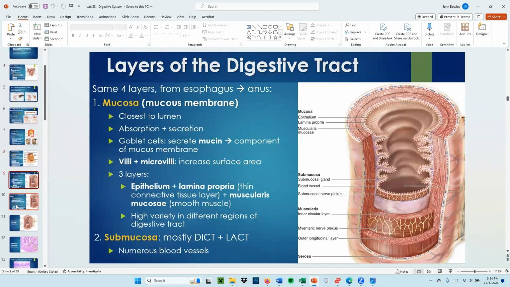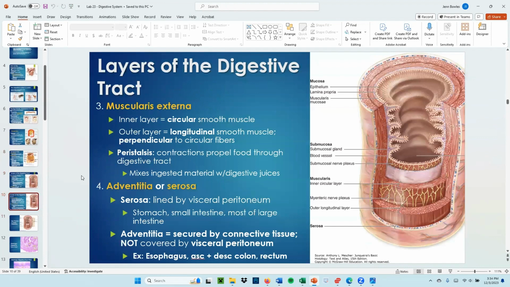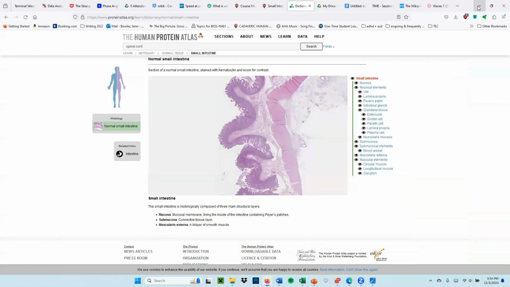Keep moving down here. There we go. Okay, so we do use circular. So we're going to use circular for the inner and then longitudinal for the outer one. Different textbooks are going to have different terms, but those are going to be the answer choices that you have. Don't get that confused with the oblique layer. There is an oblique layer, but it is only found in the stomach.